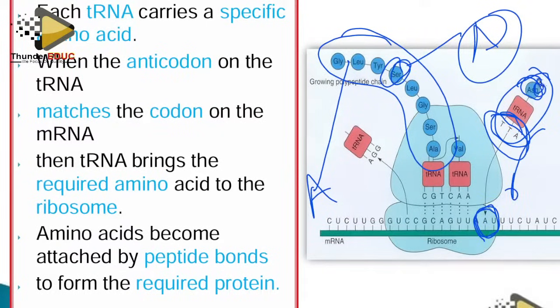will bring this required amino acid to the ribosome, because this structure is the ribosome. Is it clear? Now, once it brings it here, the amino acids are joined together by the peptide bond to form a required protein. That's it.